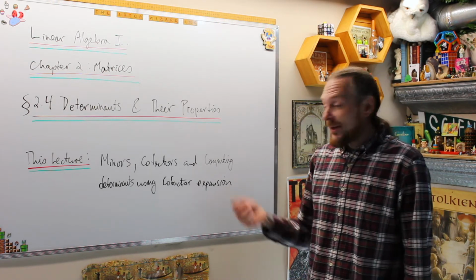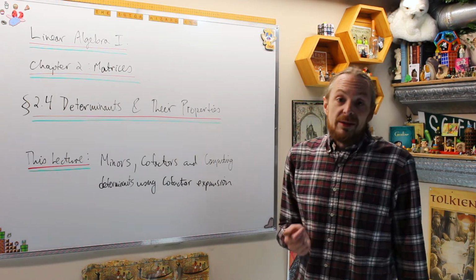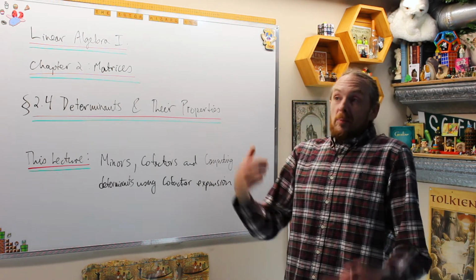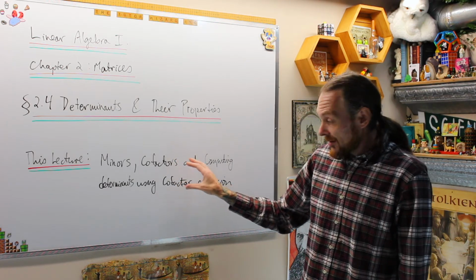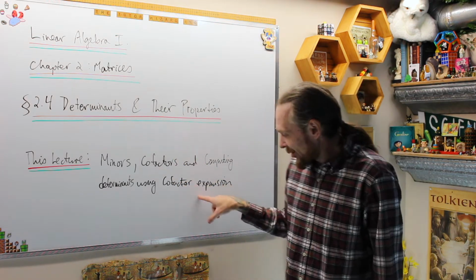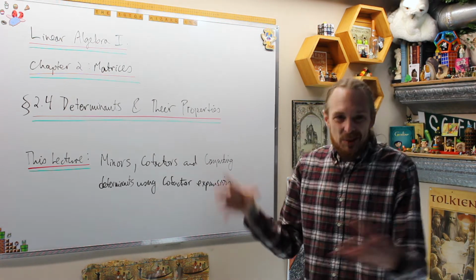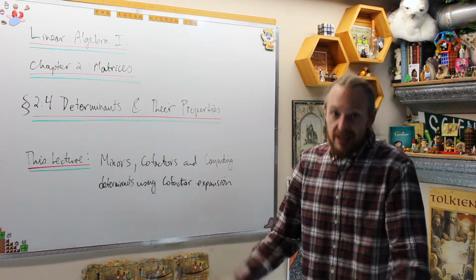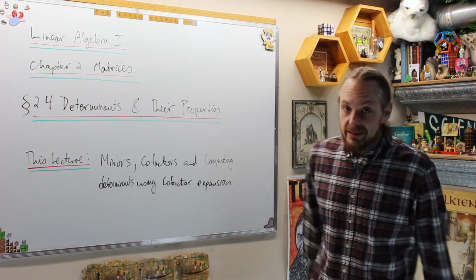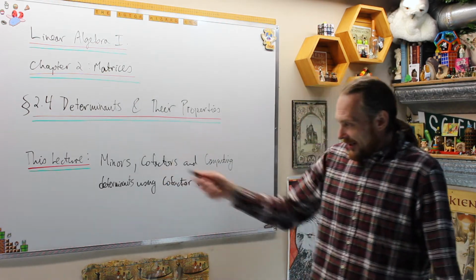Then what we're going to do in the video after that is we're going to give determinant properties, because this can still take quite a long time computationally. So we're going to use cofactor expansion and determinant properties in unison to efficiently compute 4.5 billion by 4.5 billion size matrices, which is what the internet's using, etc. Let's start with minors and cofactors.